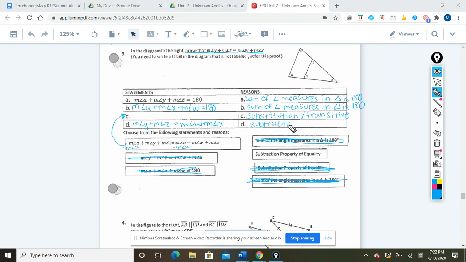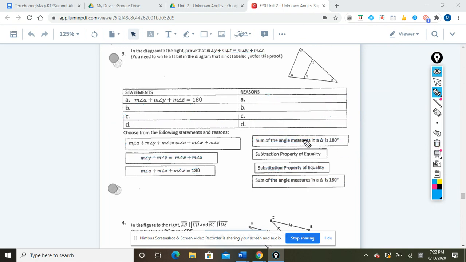And I'm going to write POE, property of equality. That means it happened on both sides. So what this says is this triangle adds up to 180. This big triangle adds up to 180. So that means these three angles are equal to these three angles. Well, hey, if I get rid of this in both of them, that means these two angles are equal to these two angles.